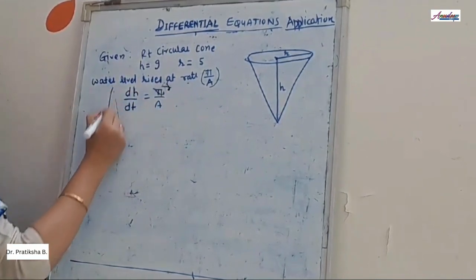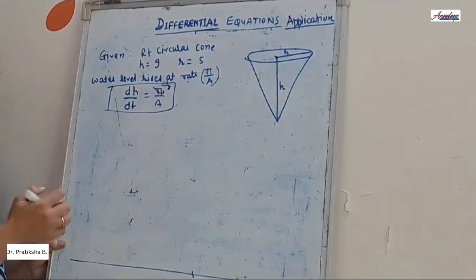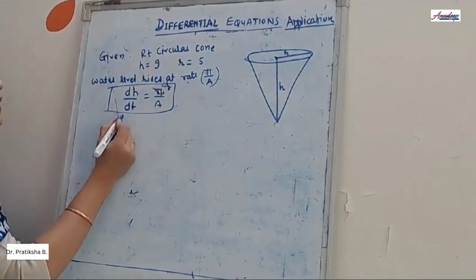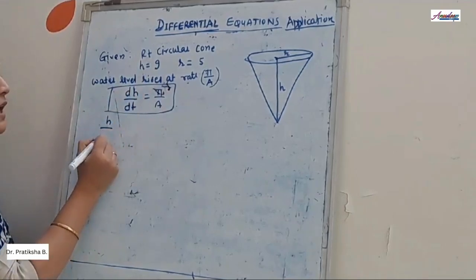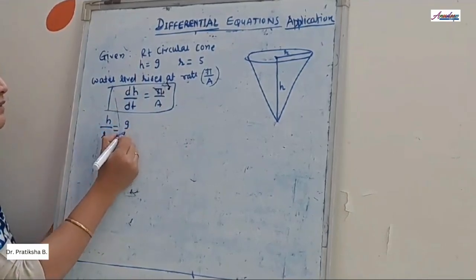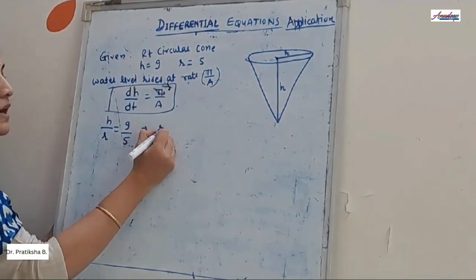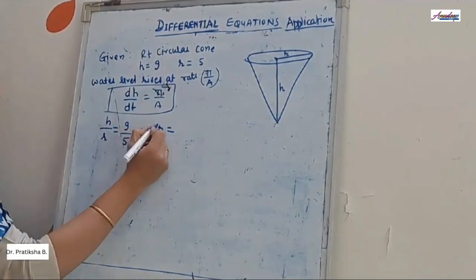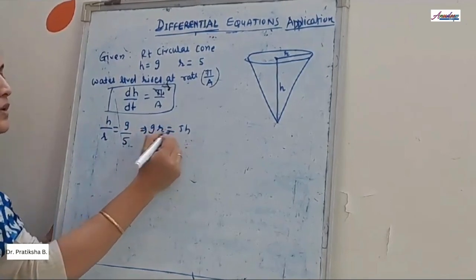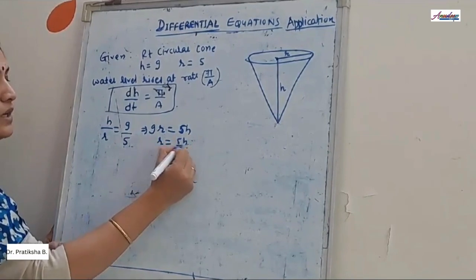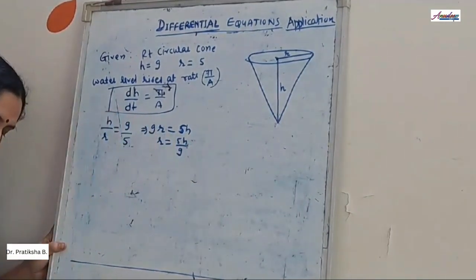This is what is given. So this is what, once we identify, then it becomes very easy to simplify the problem. Now what we have been given are their height and radius. If I just take their ratio, that is 9 by 5, implies 9R is equal to 5H, and therefore R is equal to 5H upon 9.